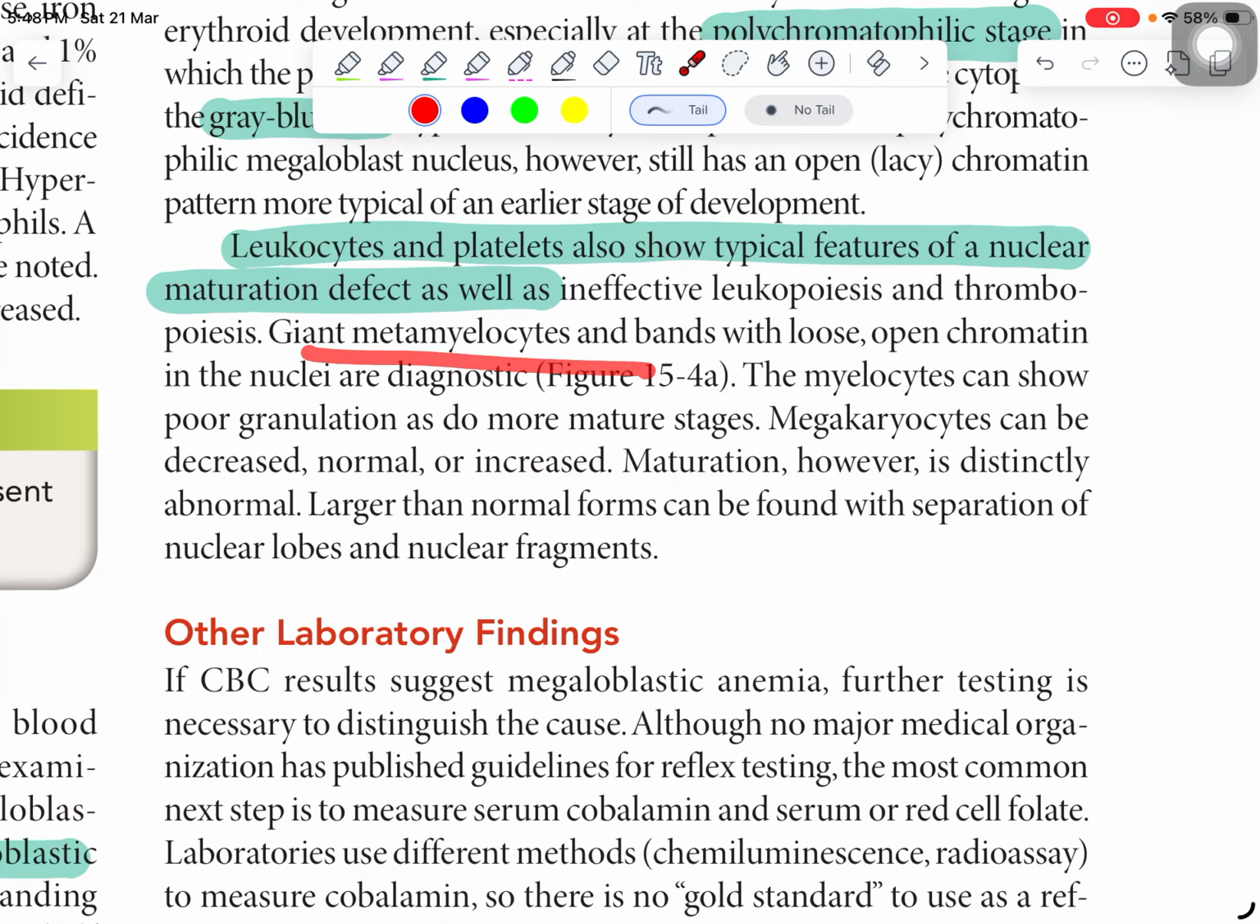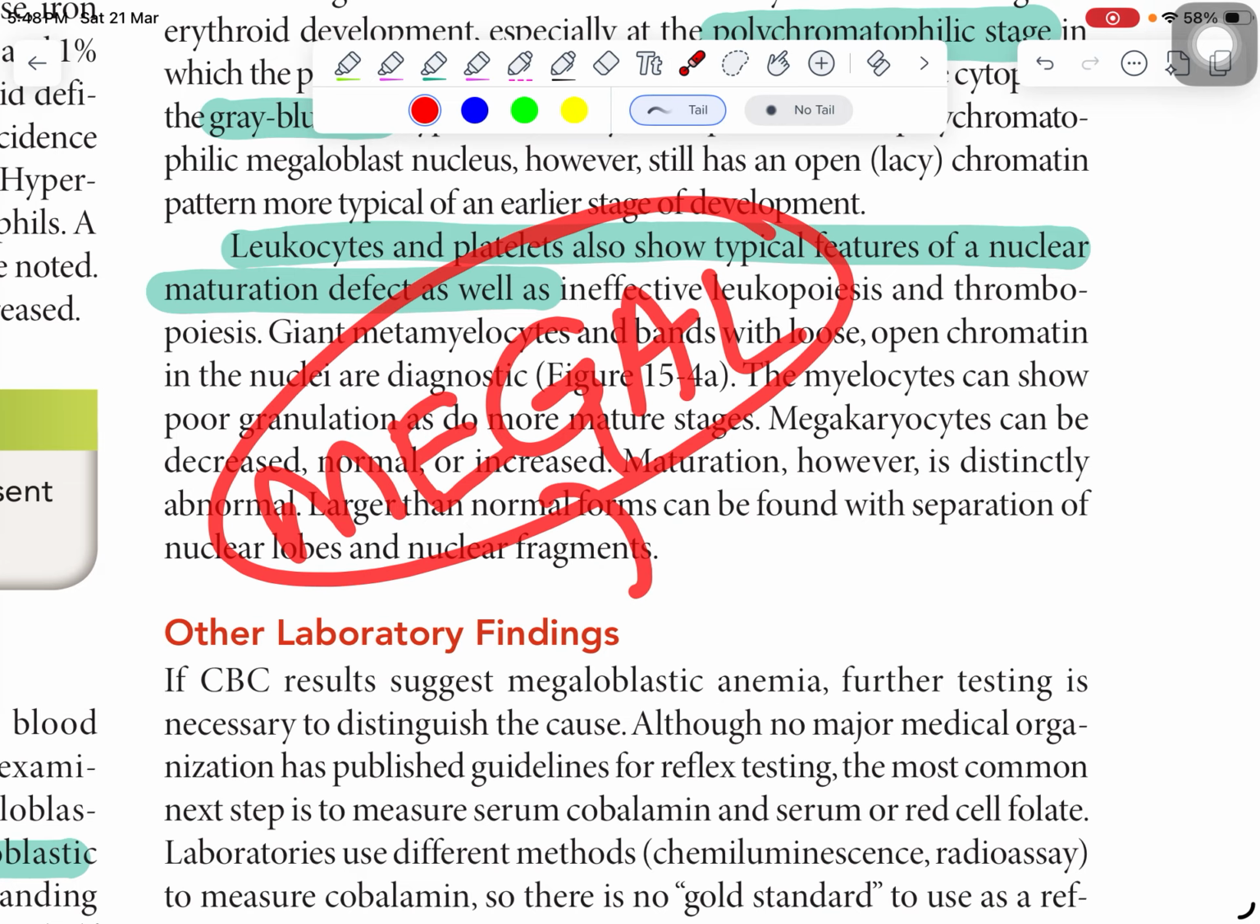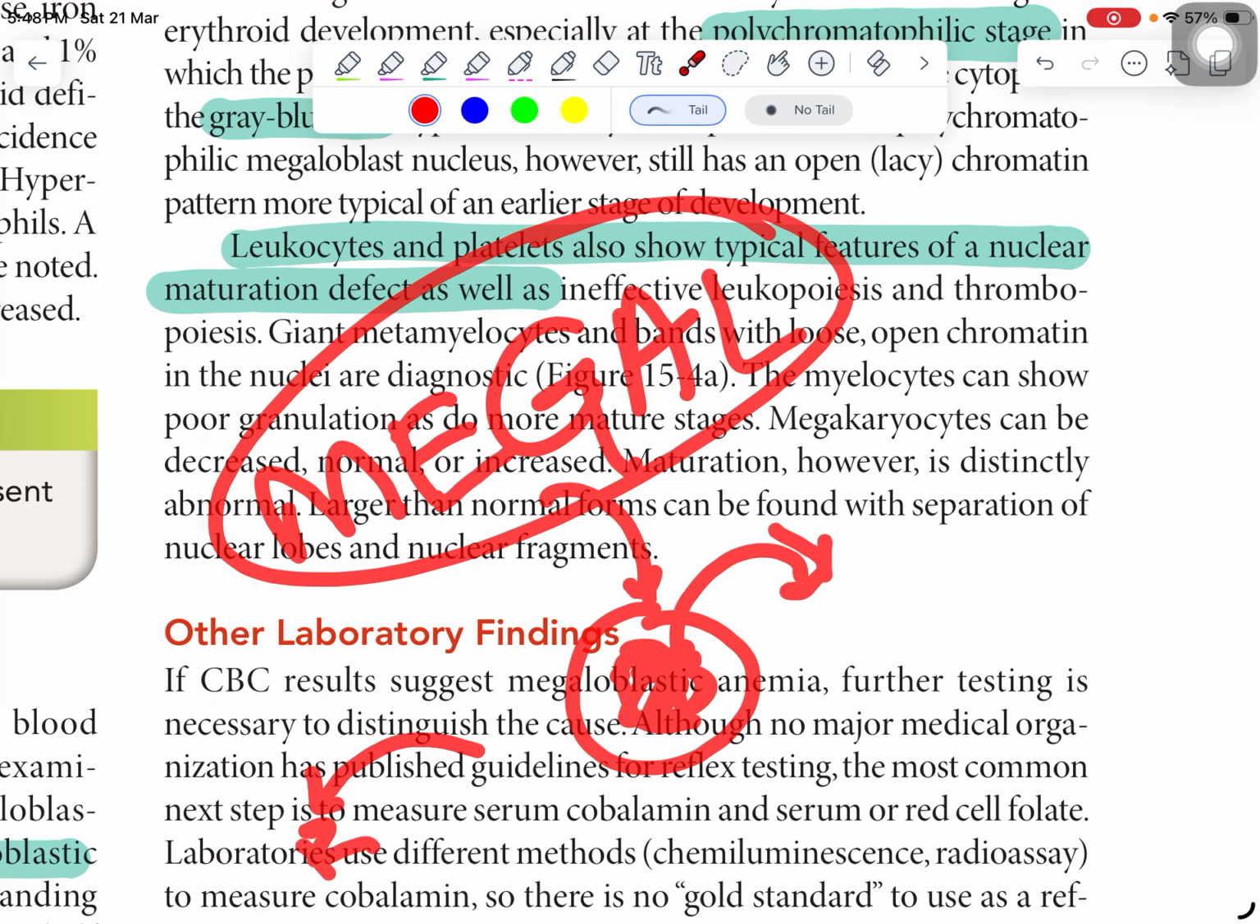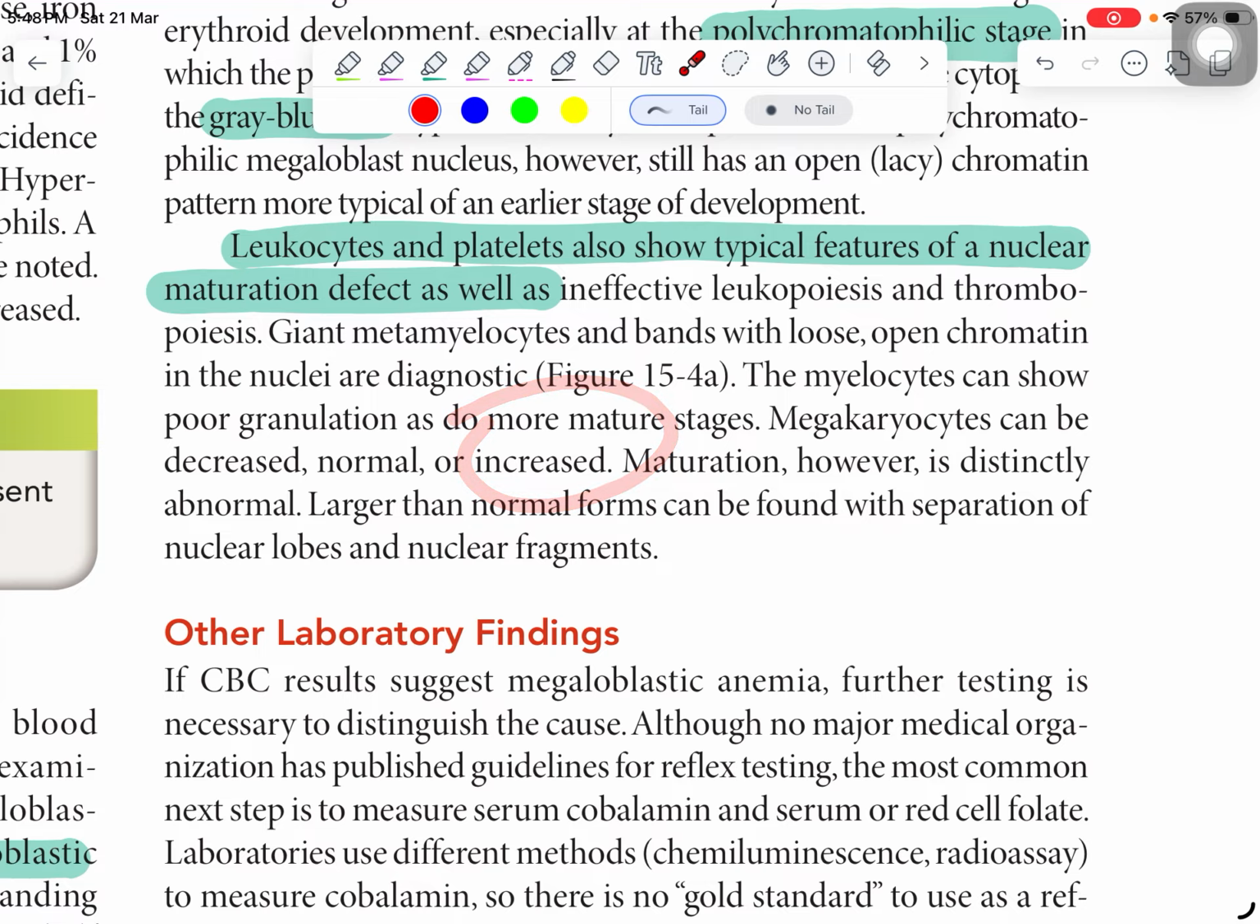Giant metamyelocytes will be there, bands with a loose and open chromatin are there. That means in megaloblastic anemia, the nuclear maturation is lagging. So nuclear-related changes are there in the RBC as well as the WBC as well as the platelets, so all the precursors will be there, one stage before the mature cell.